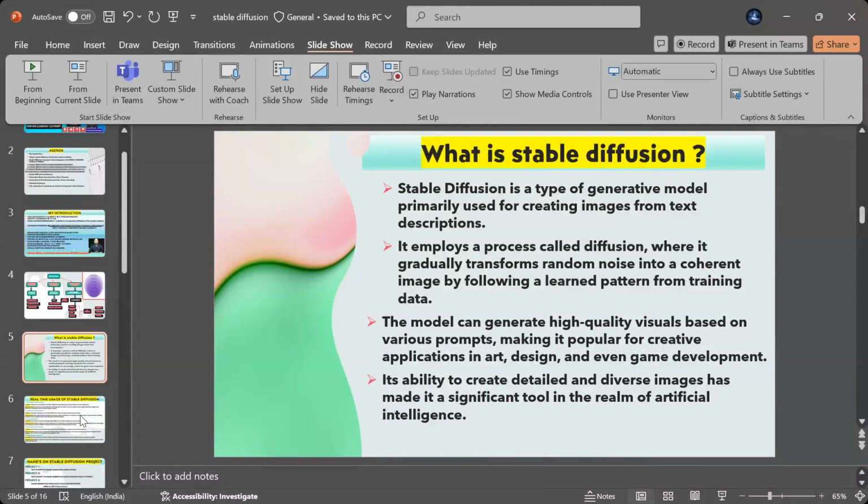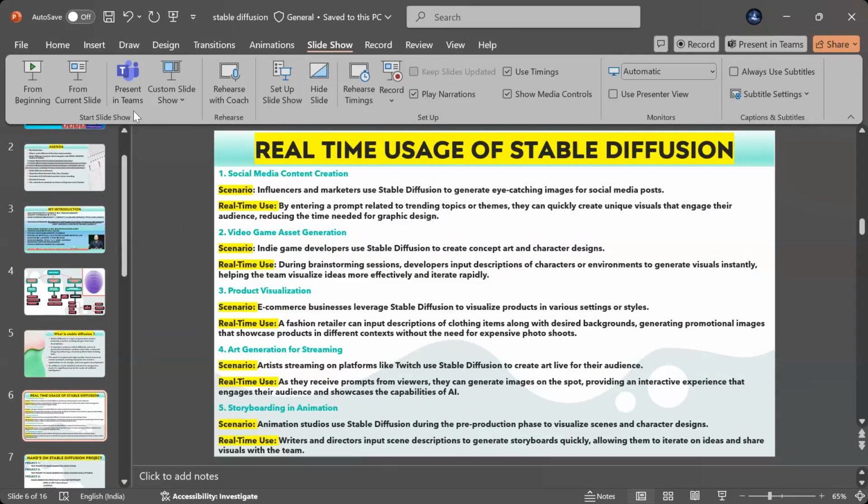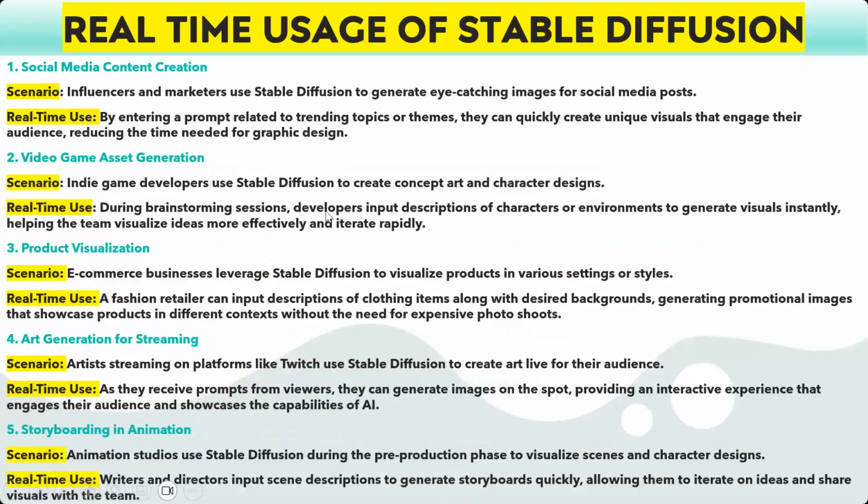But the next thing is, where do we use this in real time, where do we implement this model? First, you need to understand where we use this in real time. First, social media content creation. Influencers and digital marketers use Stable Diffusion to generate eye-catching images for social media posts. Do you know, guys, some of the posts have multi-million hits? Within 2 seconds, within 10 minutes, their hits increase so much, isn't it?